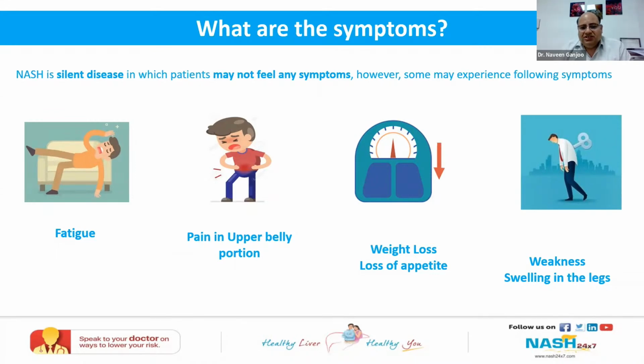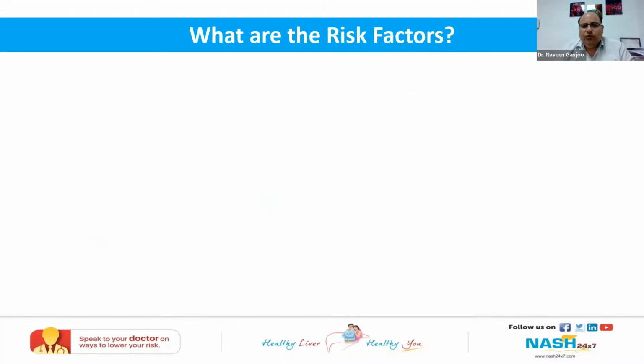And many people come to us, sir, grade 1 fatty liver, grade 2 fatty liver, grade 3, everything is important. You just need to stage, is this fatty liver causing the damage or not? Now, what are the risk factors? Who gets into this? This is very important.